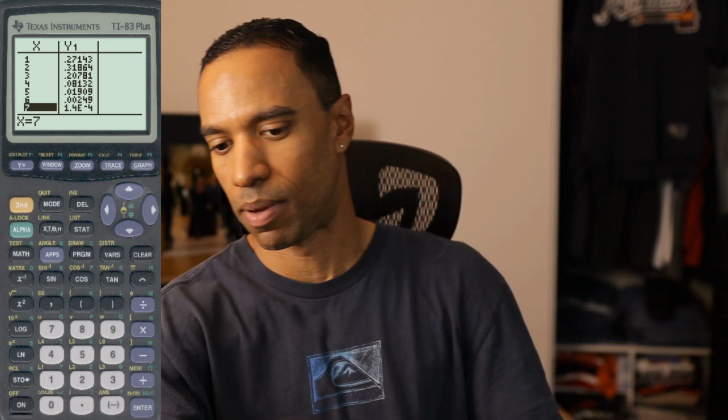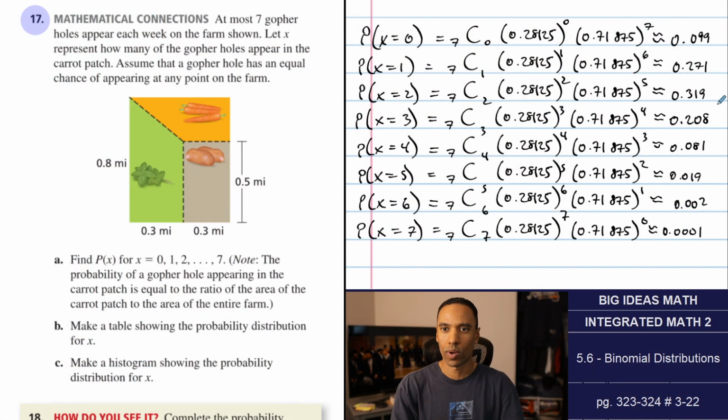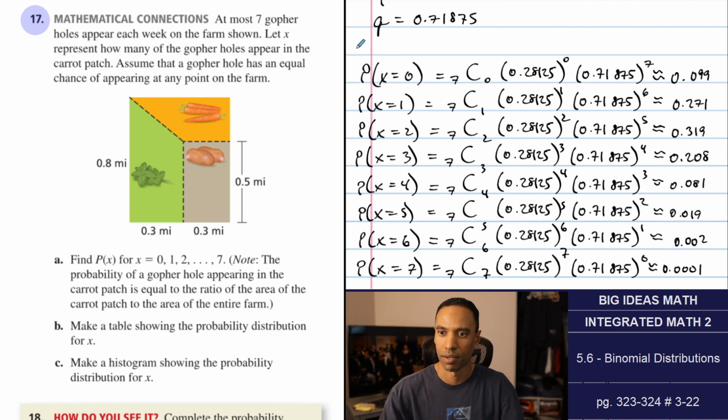I have to use more places, so 0.0001 I'm going to put. So that's how I use 4 decimal places. So here's what I have for these. That's the breakdown. That's part A.